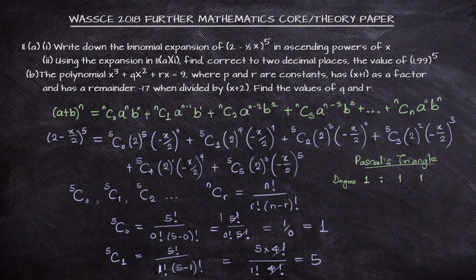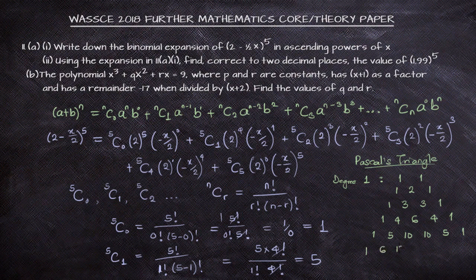Now, when the degree is 2, what we do is we add these two ones, 1 plus 1 is 2, then we put the ones at the edges. And continue like that, we'll have 1 plus 2 is 3, 2 plus 1 is 3, 1 at the edges, 1 plus 3 is 4, 3 plus 3 is 6, 3 plus 1 is 4, and the 1 at the edges, 1 plus 4 is 5, 4 plus 6 is 10, 6 plus 4 is 10, 4 plus 1 is 5 with the 1s at the edges.